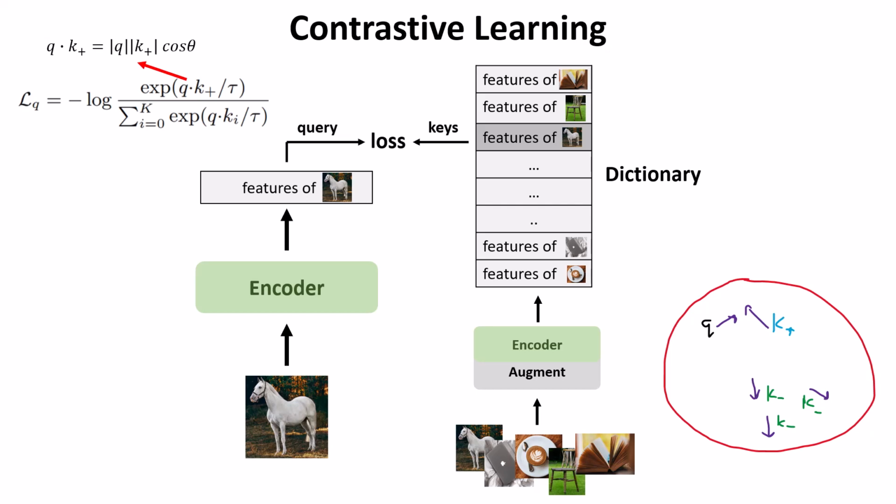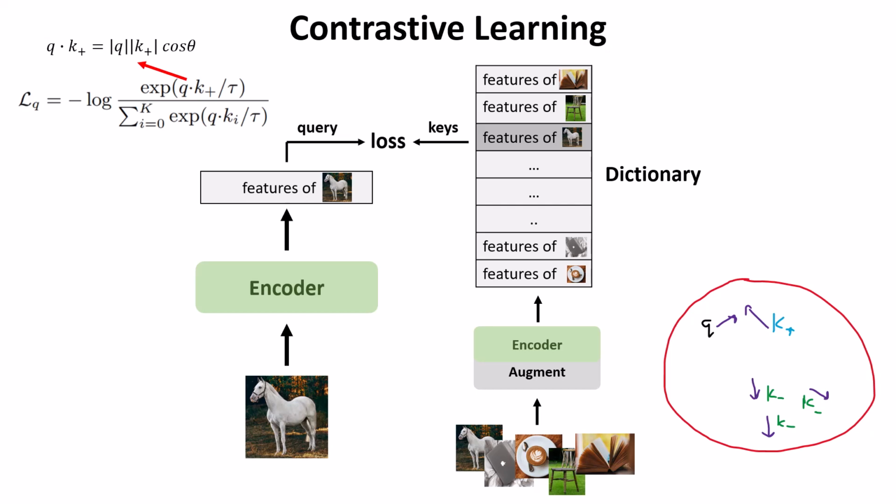So for maximizing it, we need to make this 1. And that only happens when the angle between query and positive key is 0, right? So by making the angle 0, we want them to point in a single direction, and in our angular space, they are as close as possible. But what about the denominator?